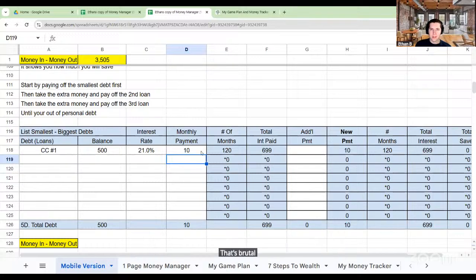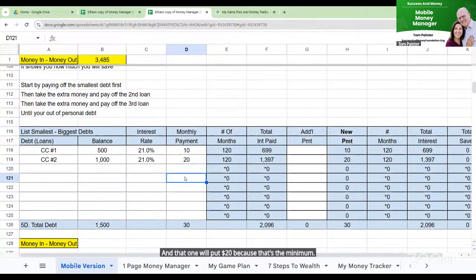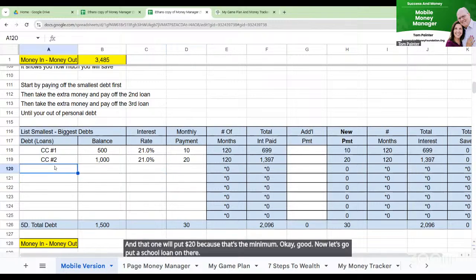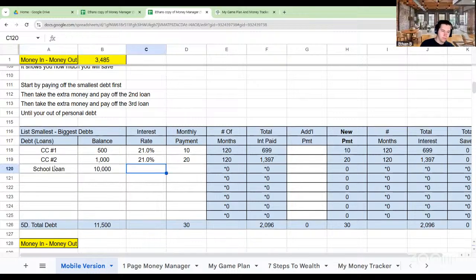Let's go add another credit card, CC number 2. Let's put $1,000 on that one, at 21%. And we'll put $20 because that's the minimum. Good. Now let's go put a school loan on there. Let's make that 10,000, and it happens to be at 8%.